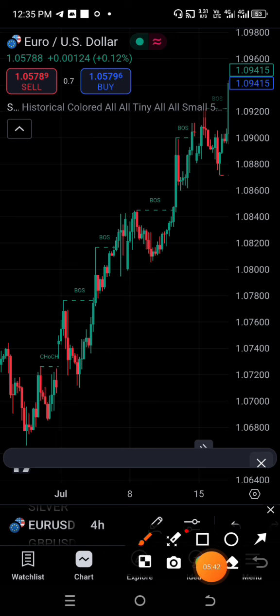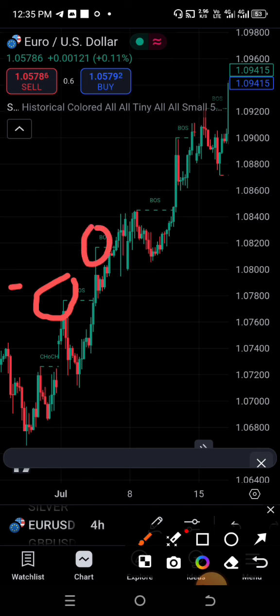Now, the break of structure is trying to tell you that the market price has beaten or gone beyond the previous high, which was here. It has gone beyond the previous high and broken the structure to an upward side. That is what we call break of structure, such that a new higher high is created here. You understand? This was the previous high. This is a new high.